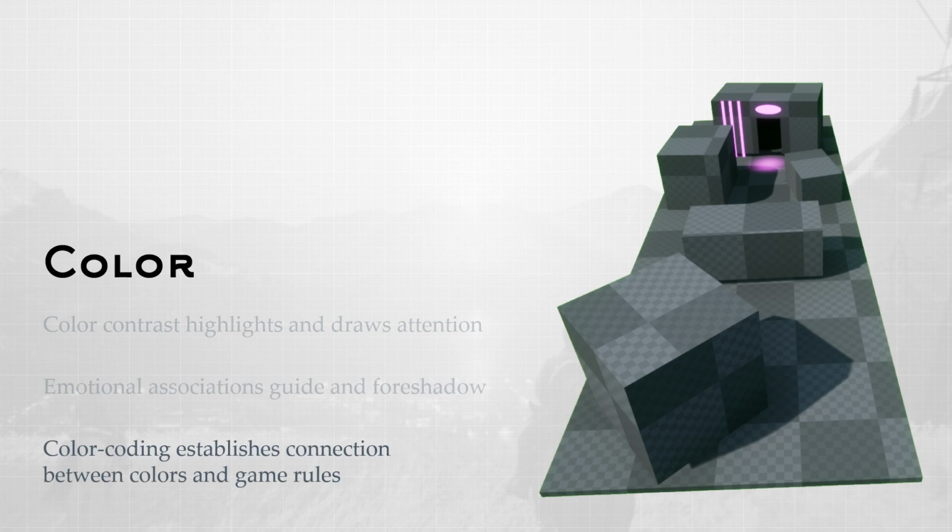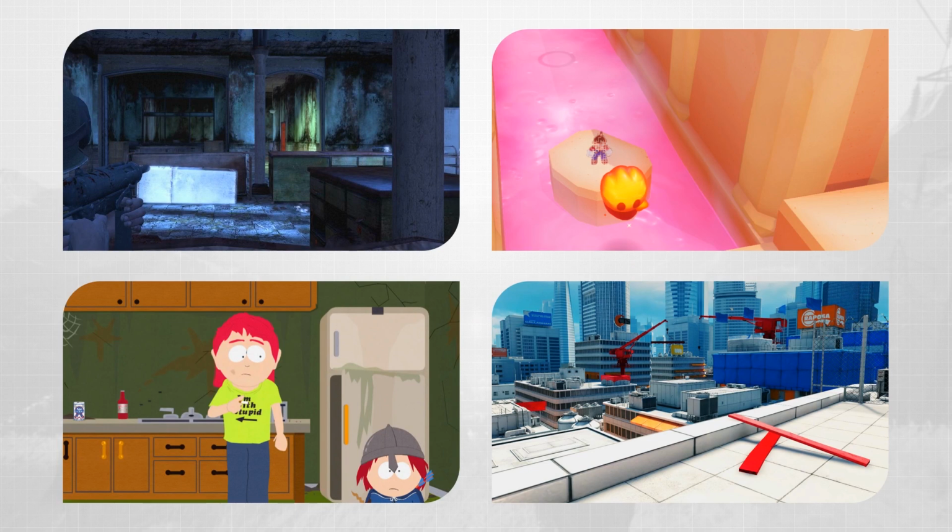And finally, in games we often use color coding, so that means that we establish some sort of connection between the use of colors and certain game rules. So you could say that in your game all the blue doors can be opened, whereas all the red doors are locked, for example. In the upper left we have a really nice example of color contrast. So this green lighting in the hallway really stands out because it contrasts the rest of the scene that is more purplish, bluish.